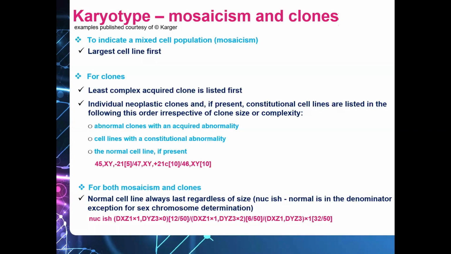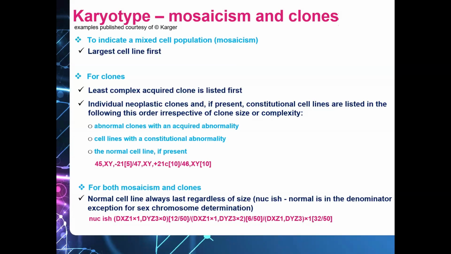So when you come to the rules for mosaicism, in constitutional, I will talk about a little bit of neoplasia, but most of this will come in the next talk about neoplasia. In constitutional, to indicate a mixed cell line, the largest cell line goes first, but the normal cell line is always listed last, regardless of size.